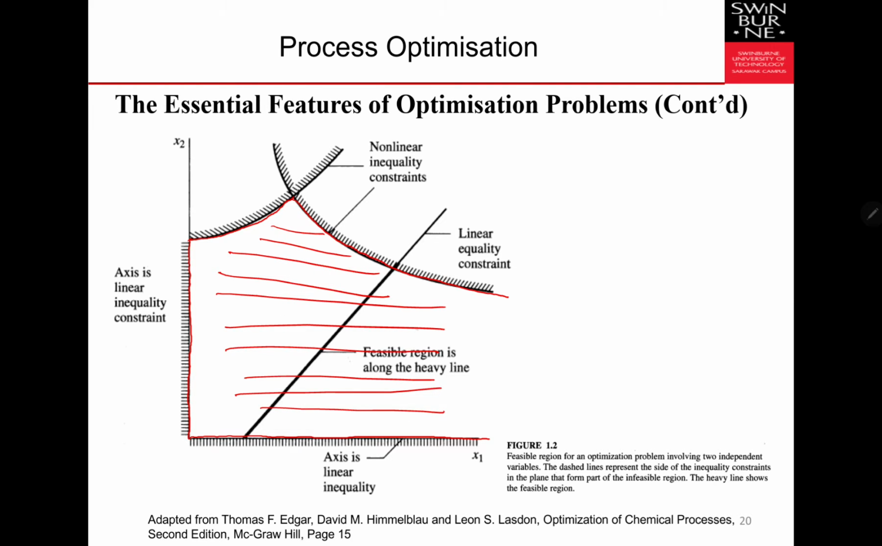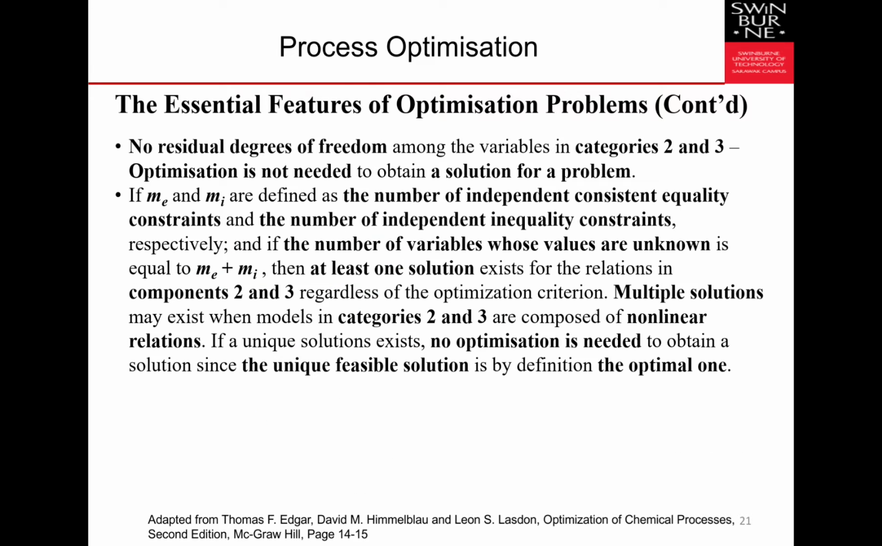Since we have an additional of the linear equality constraint in here, okay, only this part of the line in between this point and this point will form the feasible region for the solution. Okay, no residual degrees of freedom among the variables in categories 2 and 3, meaning optimization is not needed to obtain a solution for a problem.